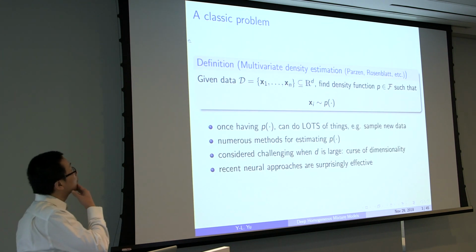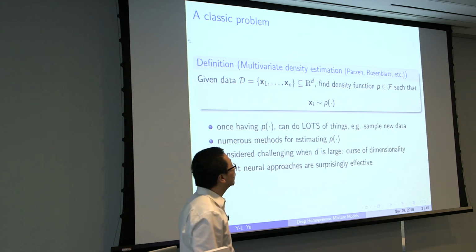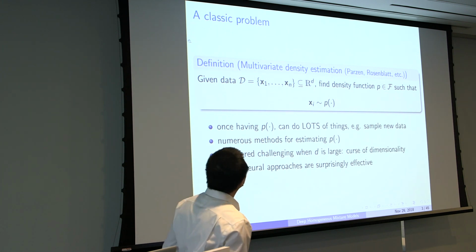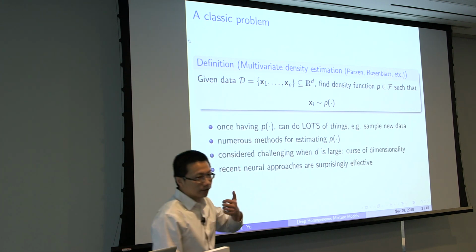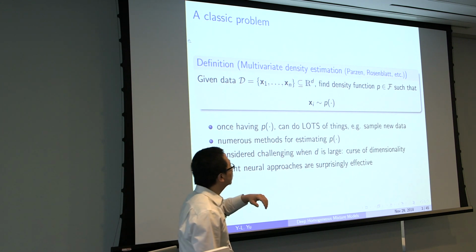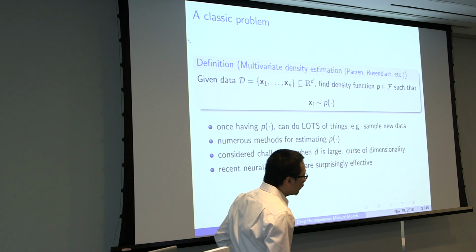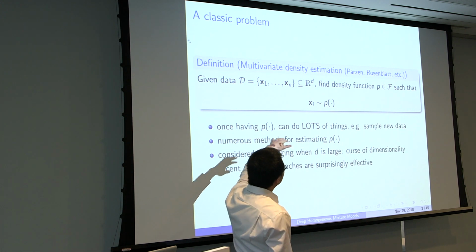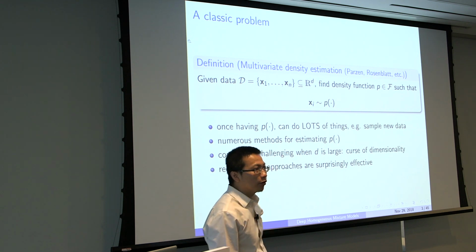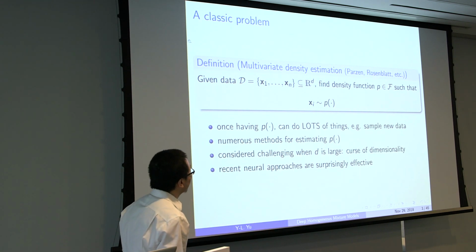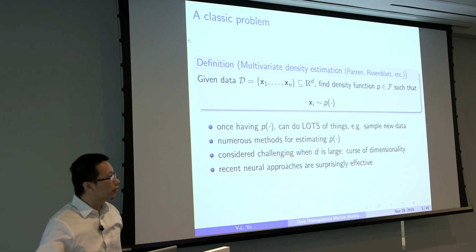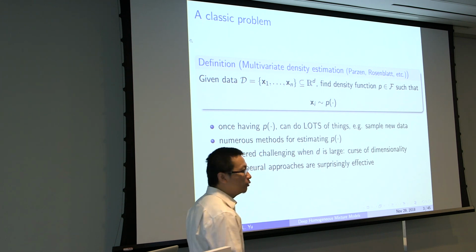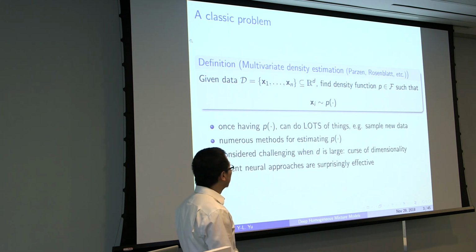In particular, I'll be focusing on a very classic problem in statistics and machine learning, known as the multivariate density estimation problem. Basically, we're given a data set with x1, x2, and so on, points in a Euclidean space, and we want to find a density function P in a class F, such that these training points xi roughly follow the density function P. Of course, once we have the density function P, we can do lots of things, right? For instance, we can generate new data, and we can use this new data to help us train better models.